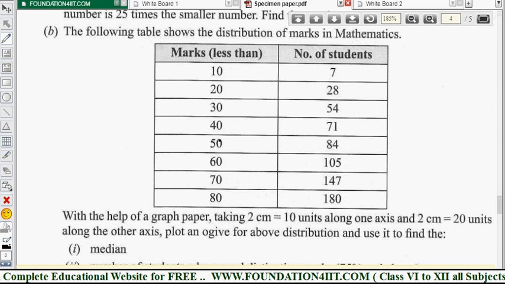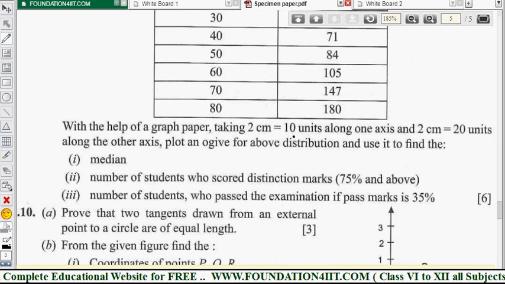So like this, the table is given. With the help of a graph paper, taking 2 centimeters equal to 10 units along one axis and 2 centimeters equal to 20 units on the other axis, plot an OG for the distribution and use it to find the median. To find the median, we need to take the table. So we first find the class intervals and points. Let me take the table.